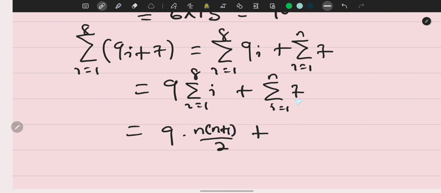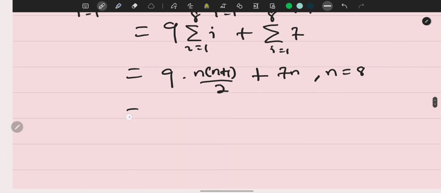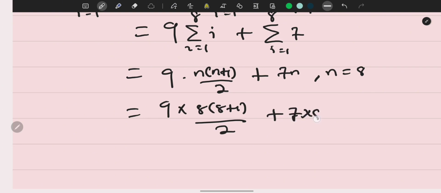Plus this 7 is constant, and oh sorry, the value here is 8. This is 8, don't forget that. So this is the sum of 7 in 8 places. So what that means is 7n, where n is 8. So let's make substitution for n to be 8 now. So from here you will have 9 times 8, then 8 plus 1, then over 2, then plus 7 times 8.